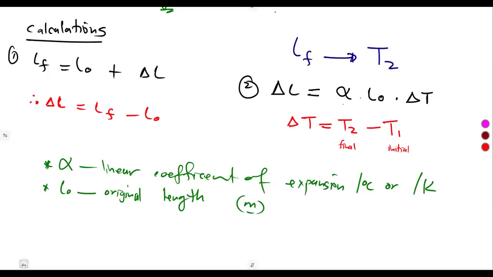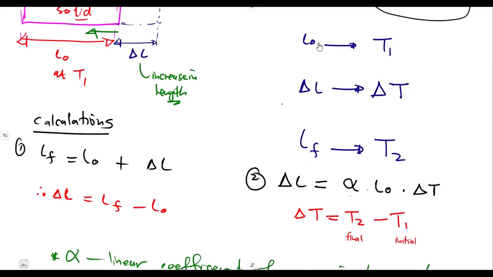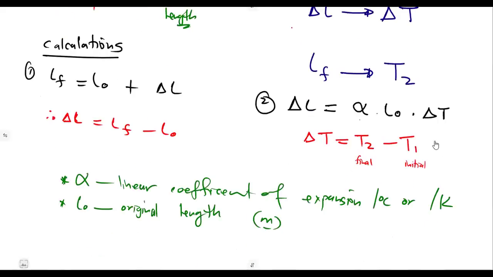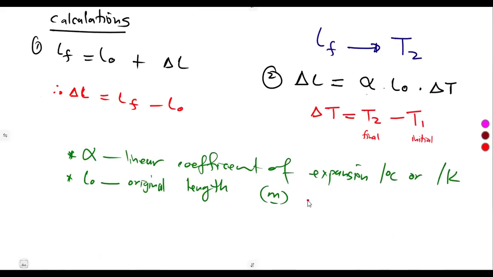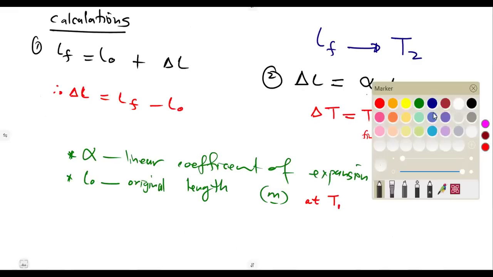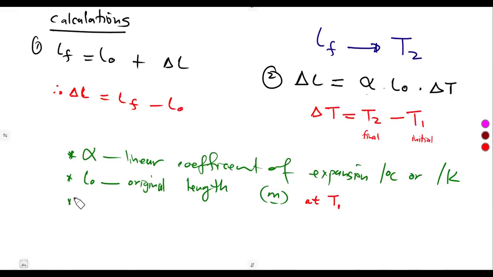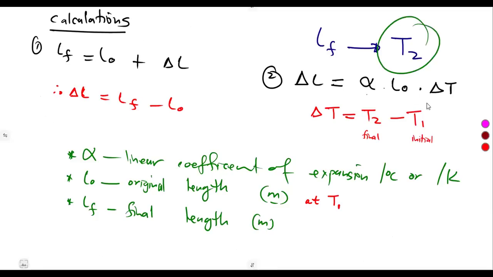And remember, when we say the original length, it occurs where? It occurs at T1. Whenever we talk of the original length, we are talking about the length at T1. We also have Lf, which is the final length. The length that you are given at T2 is your final length.